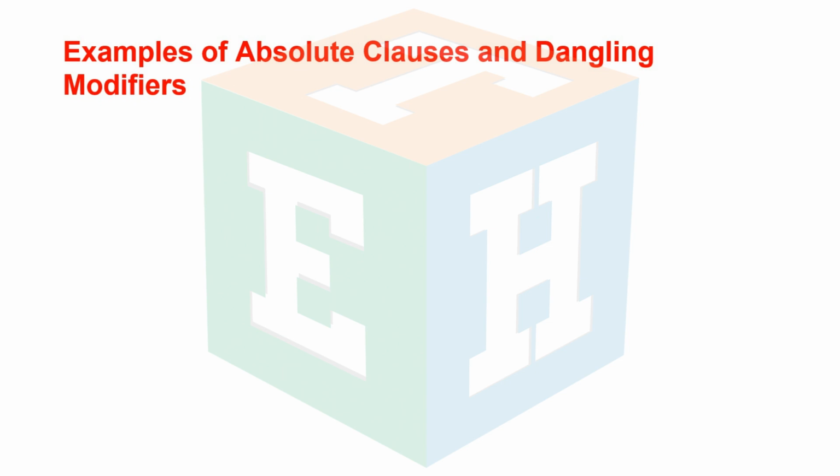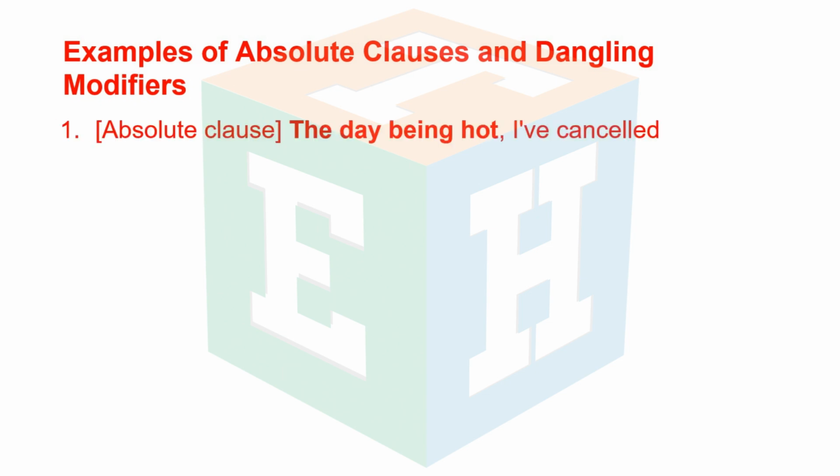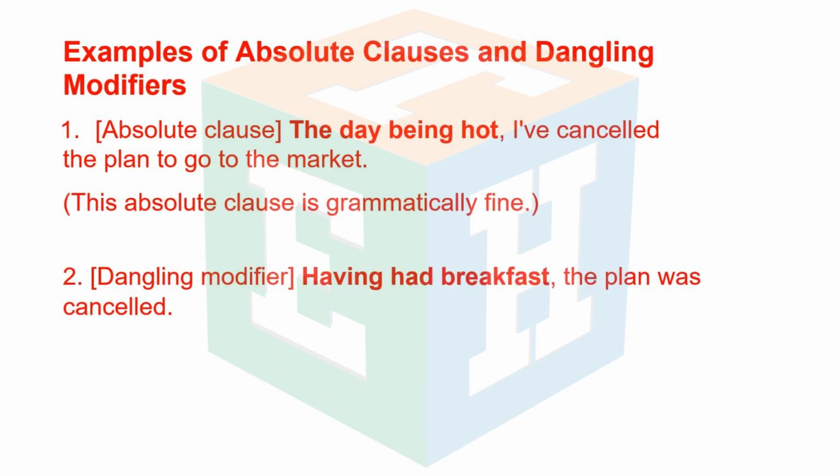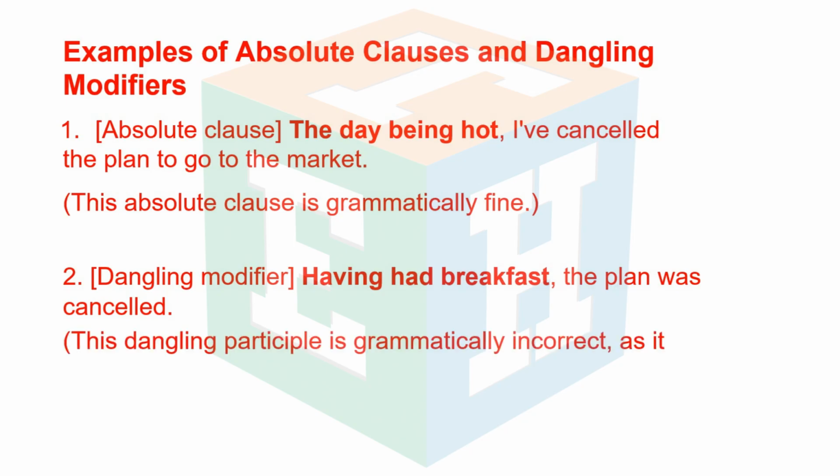Examples of absolute clauses and dangling modifiers. 1. This is absolute clause. The day being hot, I've cancelled the plan to go to the market. This absolute clause is grammatically fine. 2. Dangling modifier. Having had breakfast, the plan was cancelled. This dangling participle is grammatically incorrect as it implies that the plan has had breakfast.